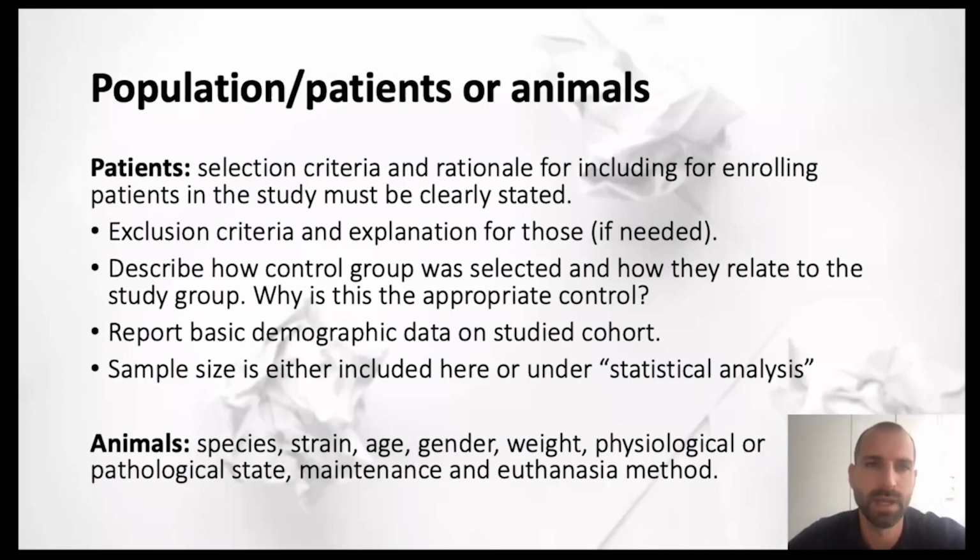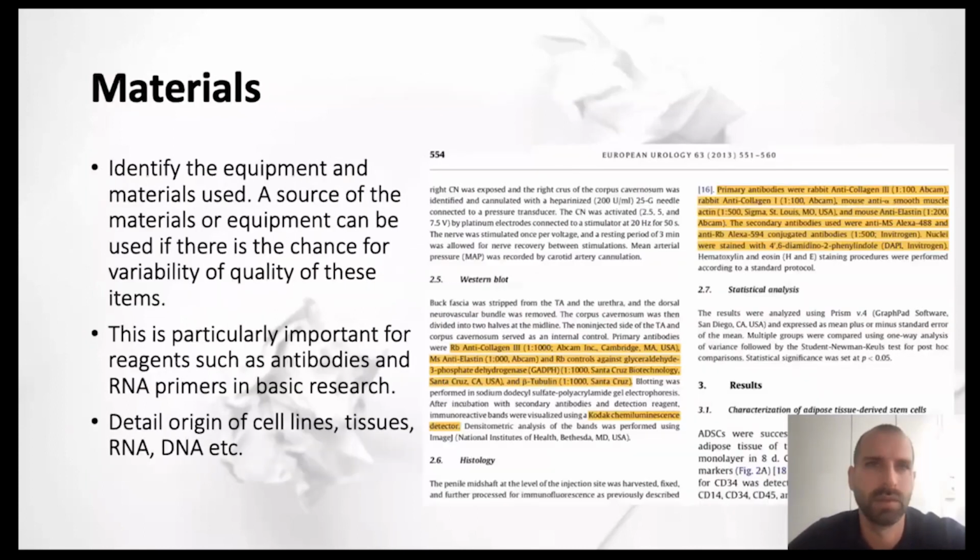You should report basic demographic data on the study cohort, but this is done in the results section. And sample size can be either included in the patient's description or in the statistical analysis section under power calculations. For basic and translational researchers, please be aware that if you describe your animals, you should include detail on age, strain, gender, weight, physiological or pathophysiological state, maintenance and euthanasia for reproducibility reasons.